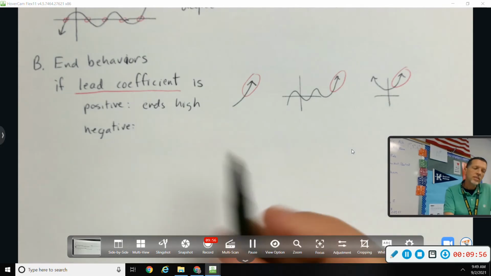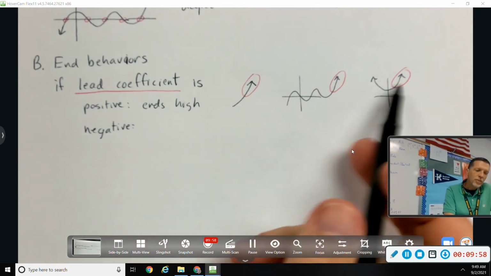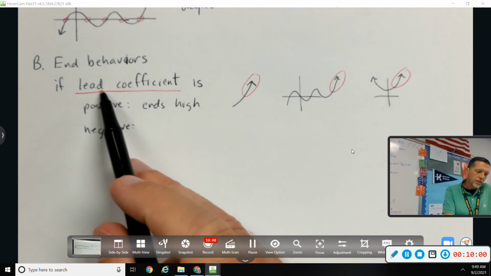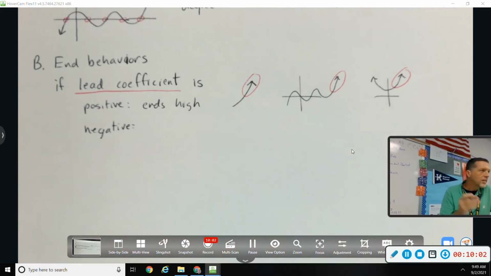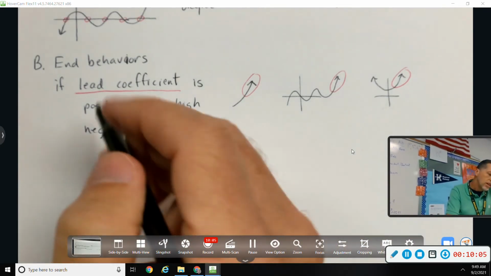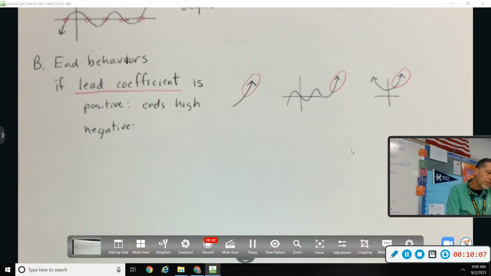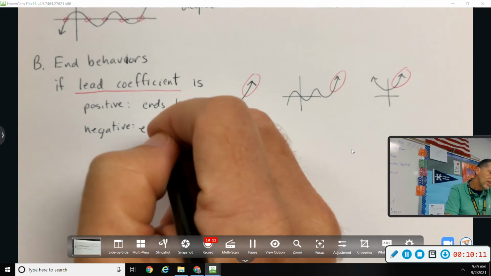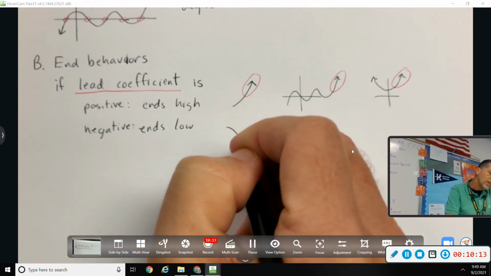Again, it doesn't really tell you anything else about what's going on, but if the lead coefficient's positive, then we end on a high note. If the lead coefficient is negative, opposite. So it's down. It ends low, ends on a low note, headed down.